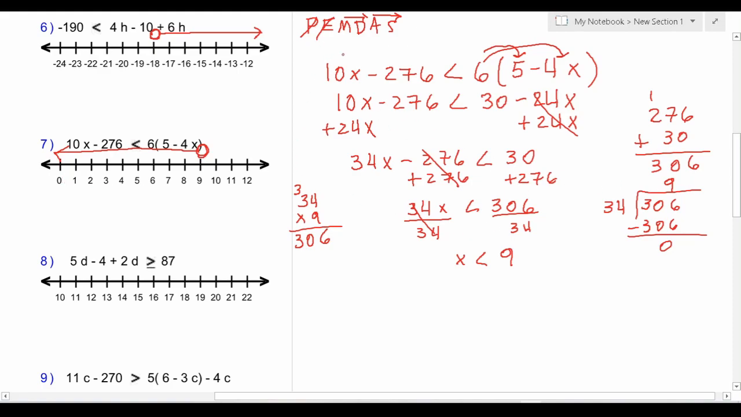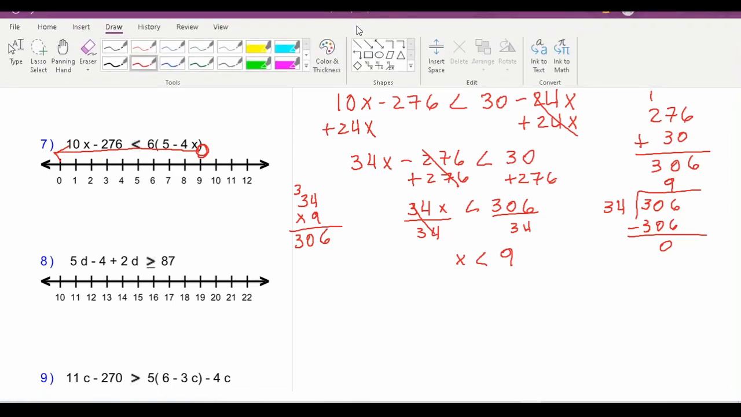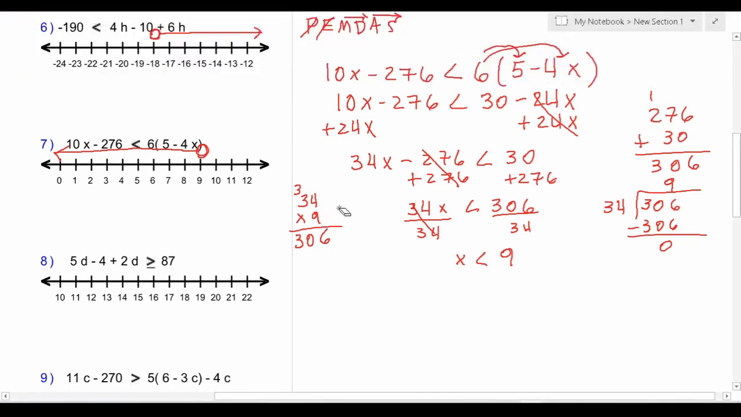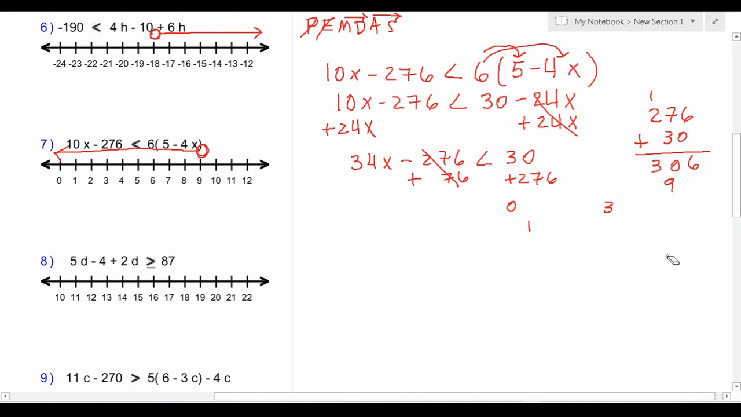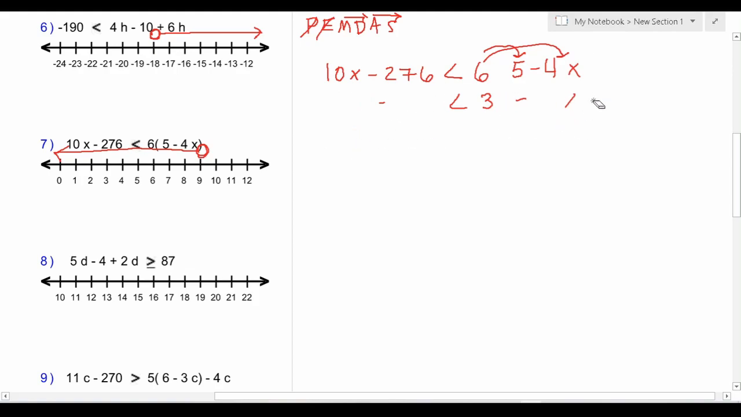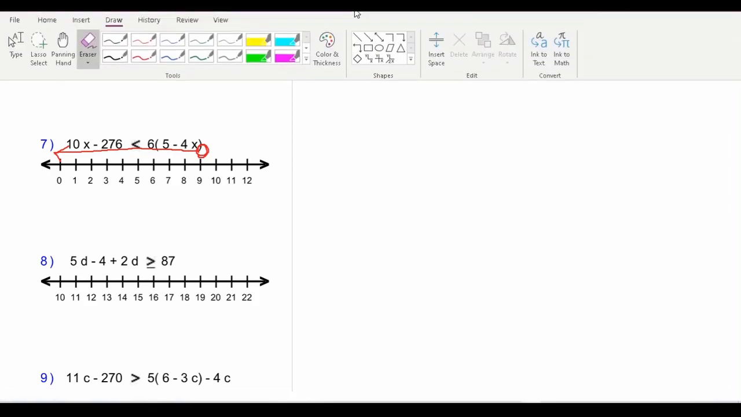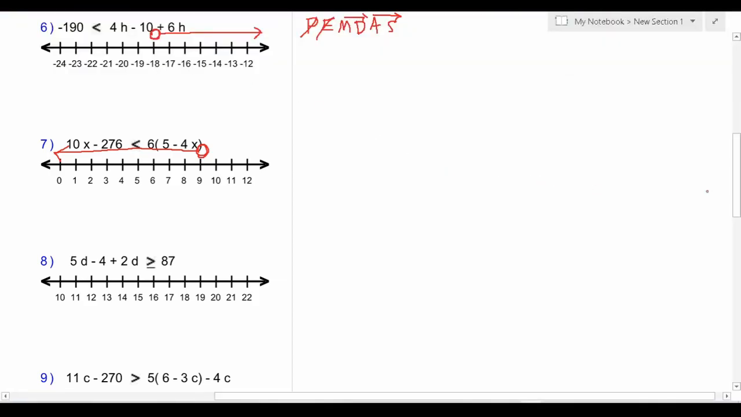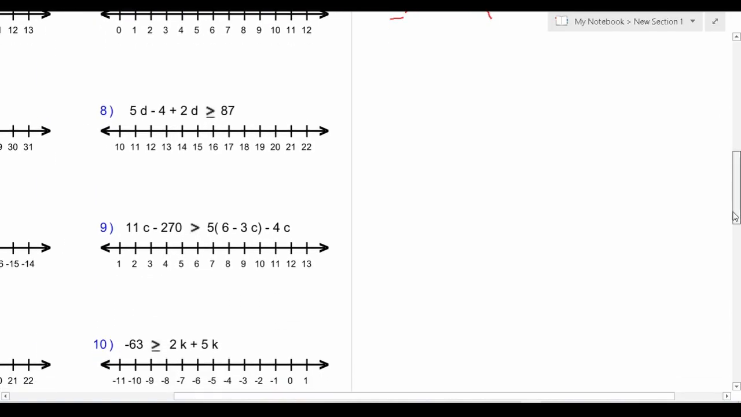And again, so I can keep working these out in order, let's make some room for number 8. And again, none of these are too challenging, but this is a good review, as you can see, of inequalities, as well as addition, subtraction, long division, and all those things. All right, let's work on number 8 now.